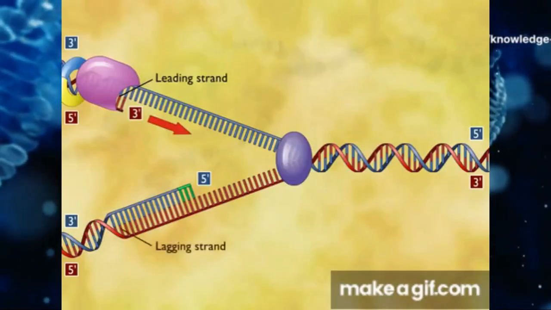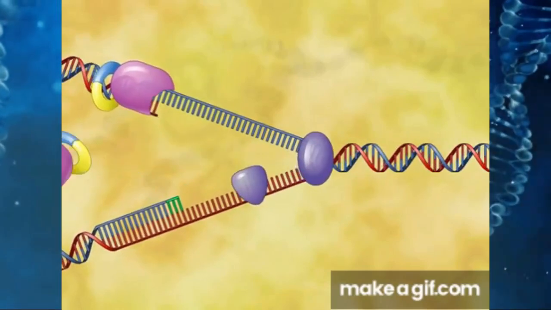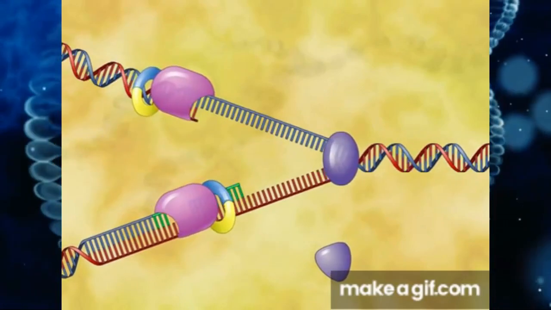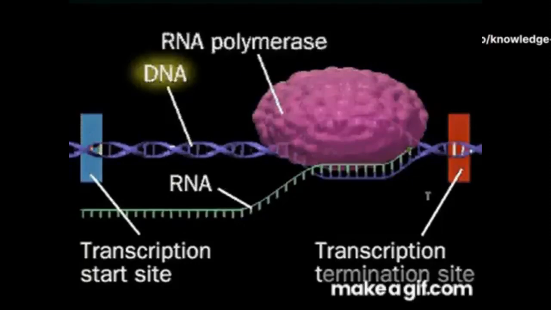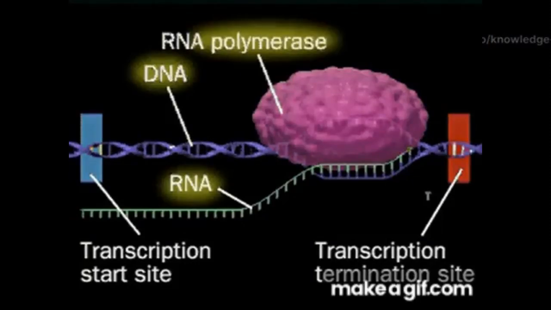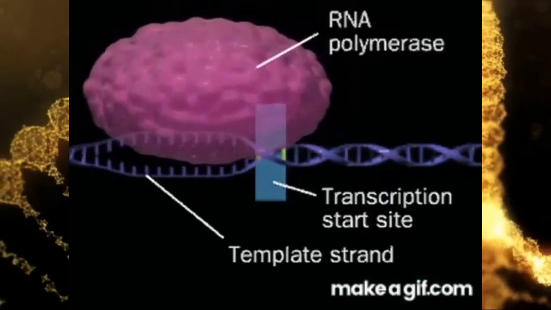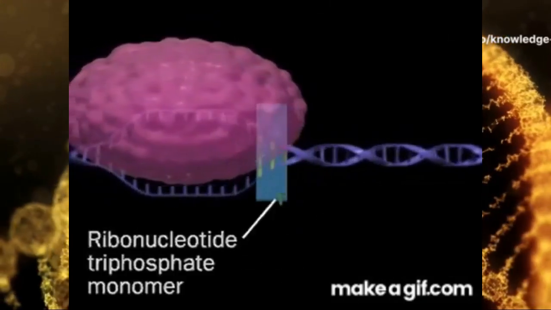On the leading strand, synthesis is continuous in the 5-to-3 direction. On the lagging strand, synthesis is discontinuous, forming short fragments called Okazaki fragments. Once the fragments are built, the RNA primers are removed by enzymes like RNase H. DNA polymerase then fills in the gaps with DNA nucleotides. Finally, DNA Ligase joins the Okazaki fragments, sealing the nicks to form a continuous strand.